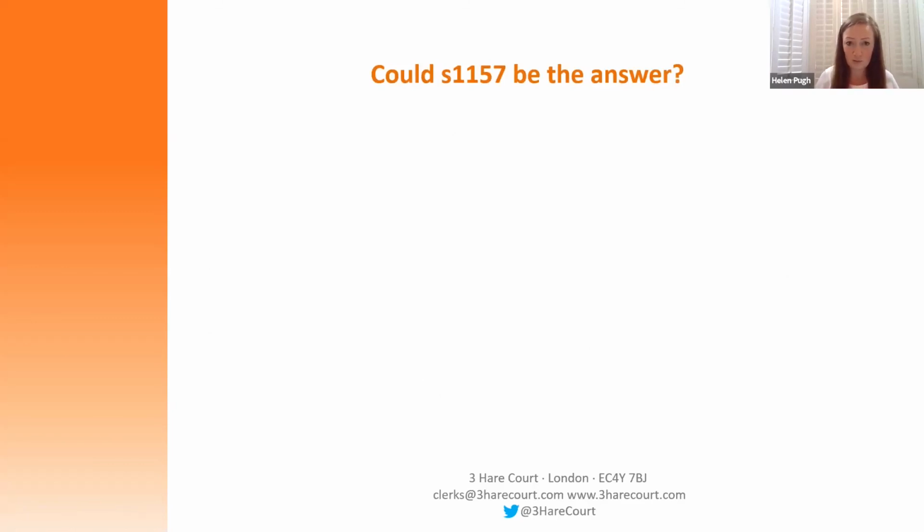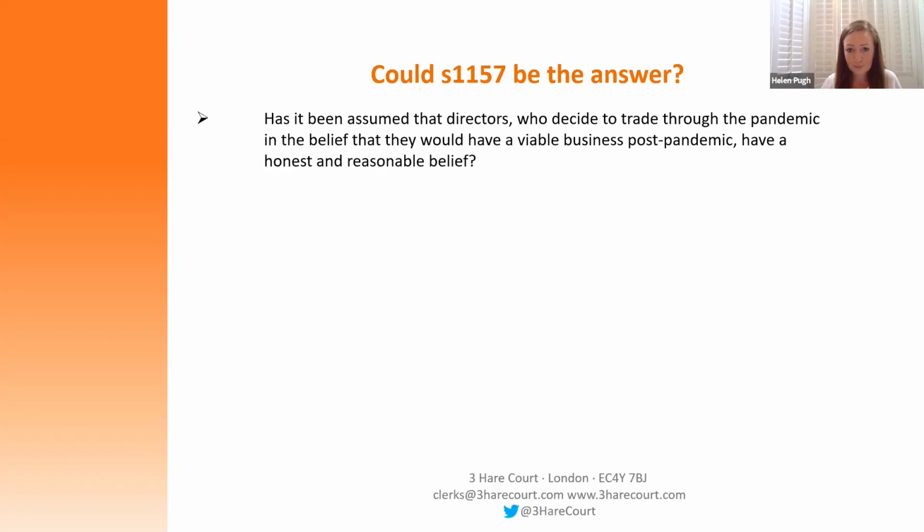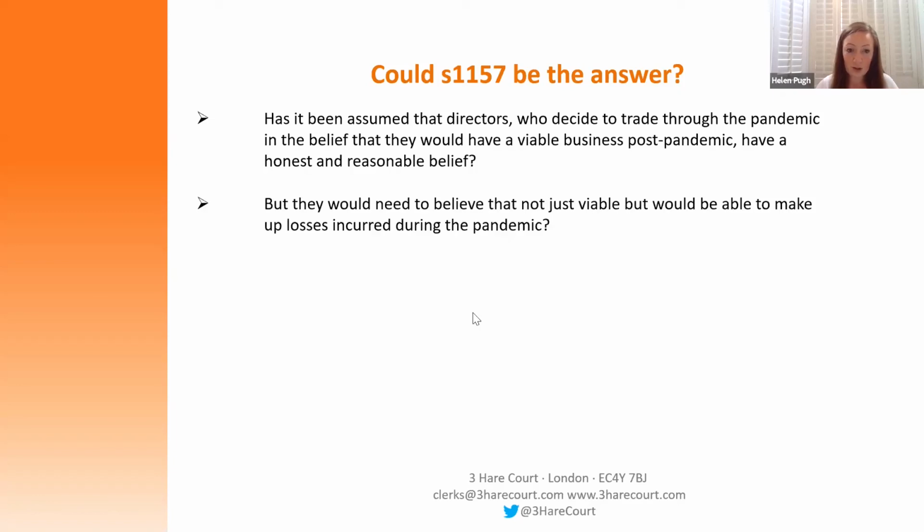So trying to rationalise the reforms then, I've asked myself whether the defence in section 1157 could be the answer. So has the government assumed that directors who decide to trade through the pandemic in the belief that they will have a viable business afterwards, has it been assumed that they have an honest and reasonable belief defence? Of course, as I said before, this is a defence to a director's duty breach, but is not a defence to a wrongful trading claim. So has it been assumed that this defence is going to absolve directors of liability for breach of directors' duties?